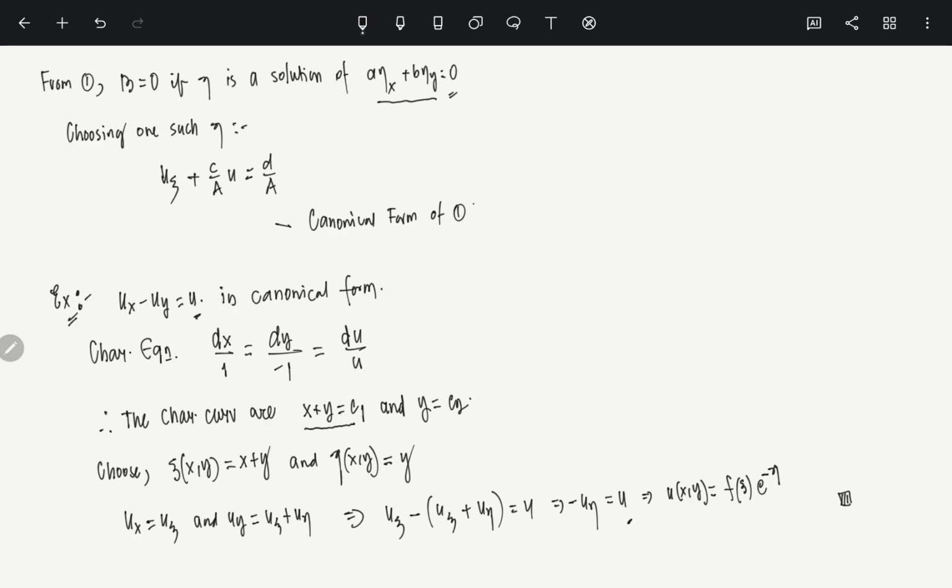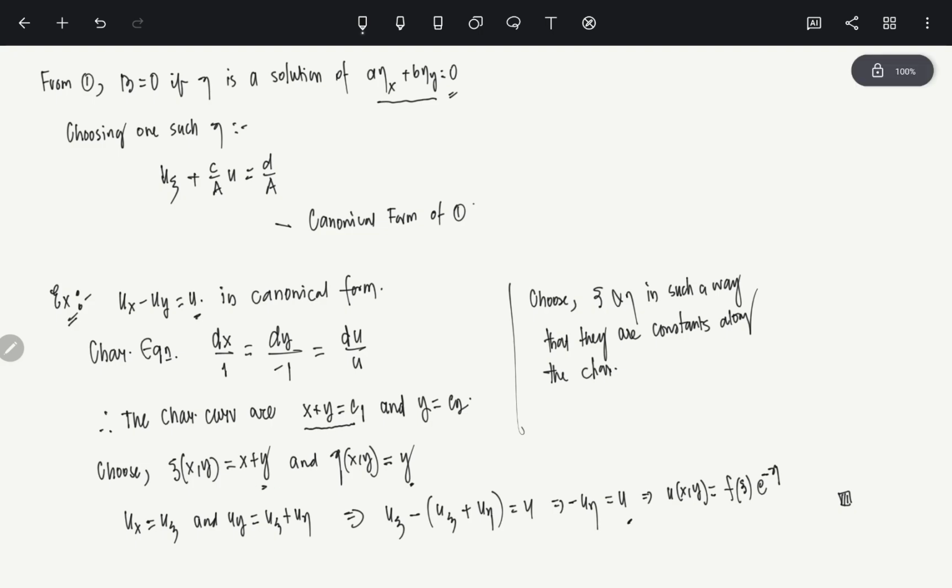So you understand canonical form. The point is this: you somehow have to find xi and eta. How do you find xi and eta? You write down the characteristic curve, and generally speaking, choose xi and eta in such a way that they are constants along the characteristics. So basically we choose xi and eta by looking at the characteristic curve.